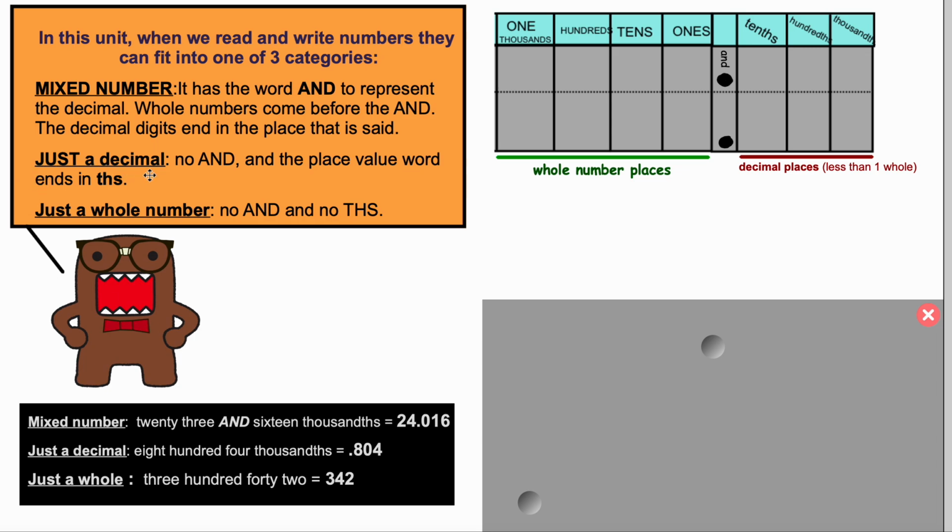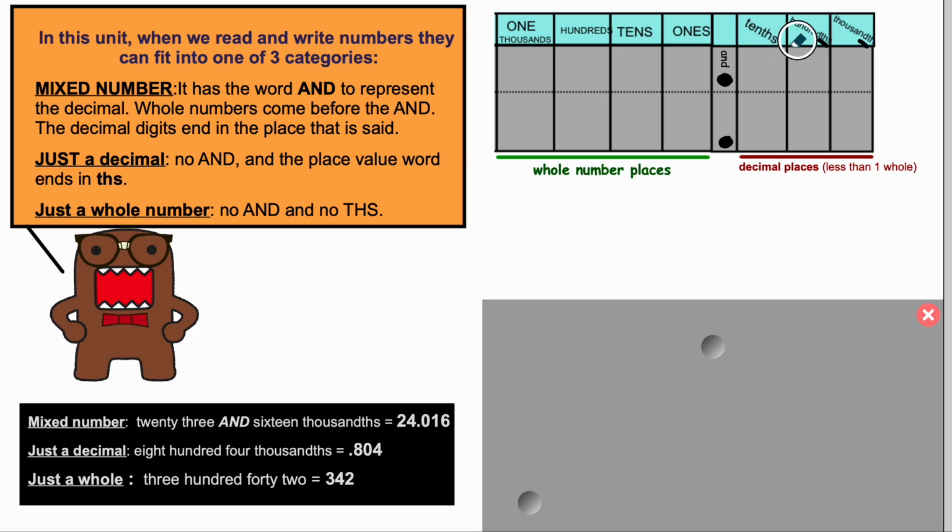We can have just a decimal. You know a number is just a decimal if you don't see the word "and" and the place value word ends in THS. That is a clue that you're dealing with decimal places. We can see THS, THS, THS in our decimal places. The third type of number is just a good old-fashioned whole number that you've been using since you were a little person. So just a whole number, there is no word "and" and no THS. Some examples of this are right over here.